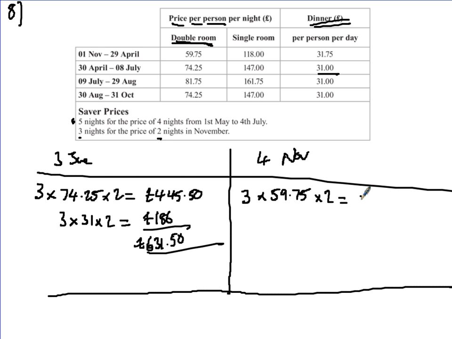So that's £358.50. Now here's the tricky bit, you don't do then 3 times your dinner. I actually did this when I went through it with a group. It's not. It's 4 nights because they're paying for dinner, they don't get any deal on the dinner. So they're £31.75, 4 times 3, £31.75, and again there's 2 of them.